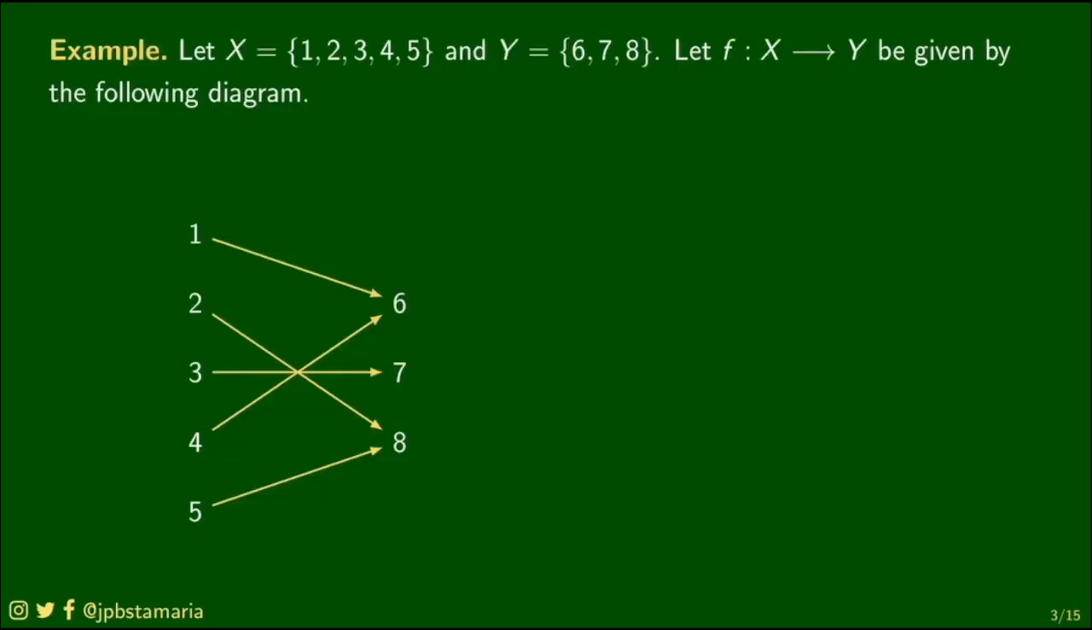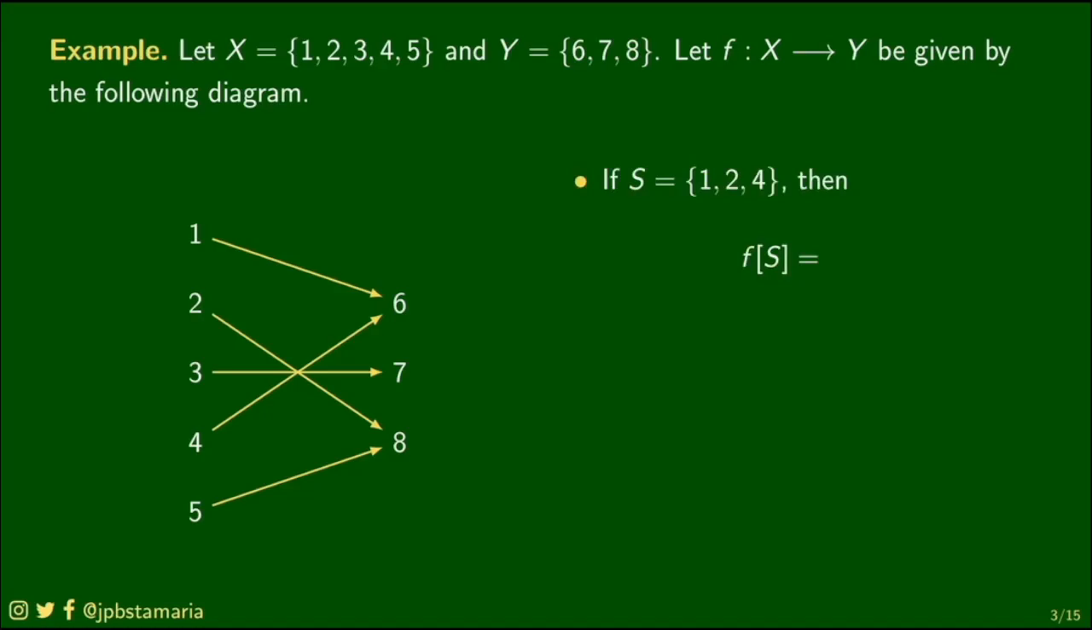To give you some example, suppose that X and Y are sets given as follows. So X contains 1, 2, 3, 4, 5, and Y contains 6, 7, and 8. Let f be the function from X to Y defined by the following diagram. In this diagram, an arrow means an image. 1 is sent to 6, meaning to say f(1) is 6. 2 was sent to 8, so f(2) is equal to 8, and so on.